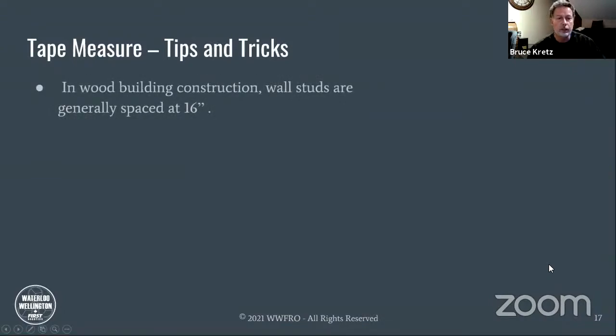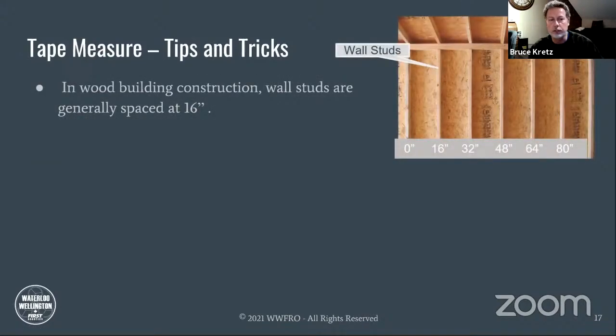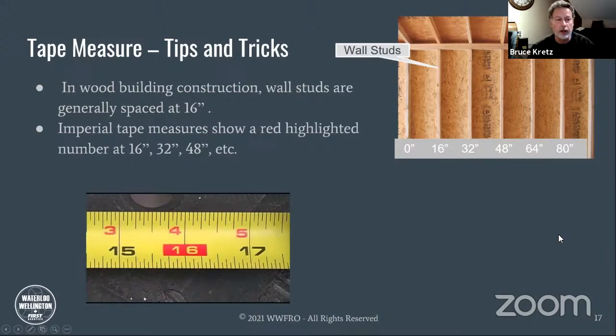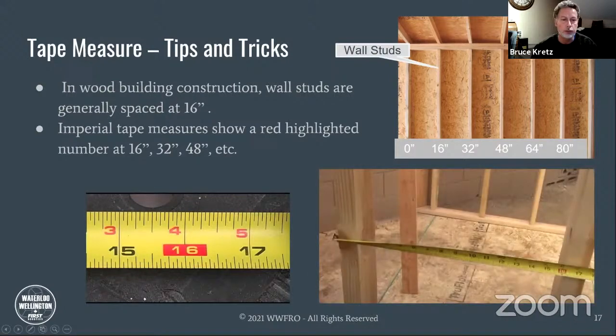In wood building construction, wall studs are generally spaced at 16 inches. Wall studs are just that, the vertical 2x4s that they use to attach drywall and other sidings. So they're at 16, 32, 48, and so on. Imperial tape measures show a red highlighted number at 16, 32, 48, and so on. So it's a handy way to mark very quickly the positioning of wall studs.